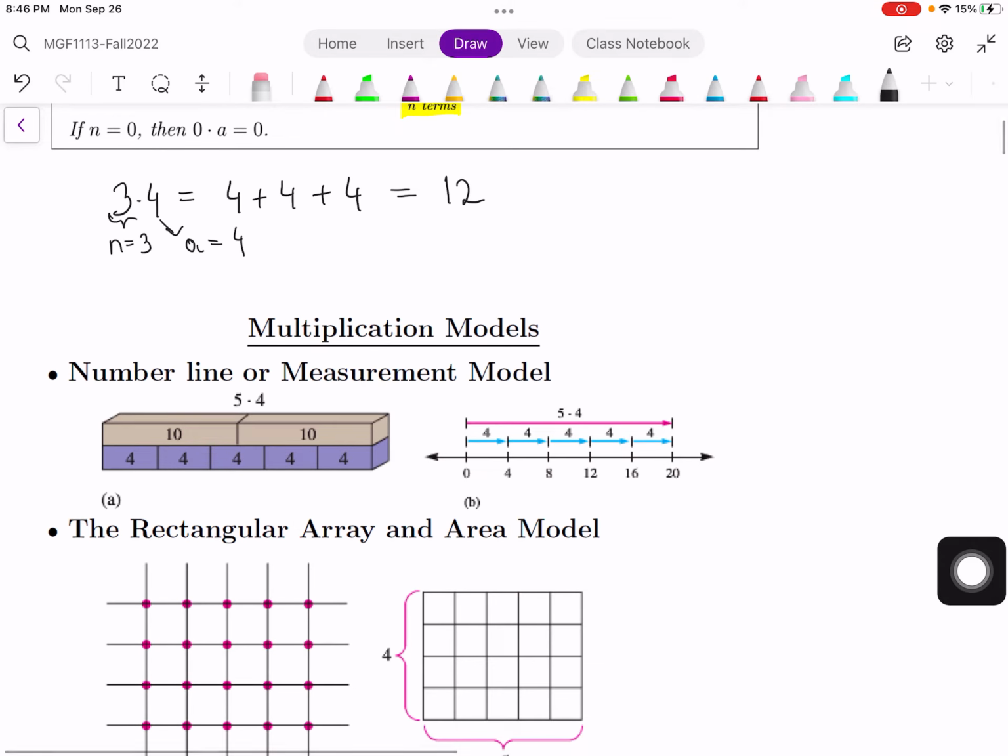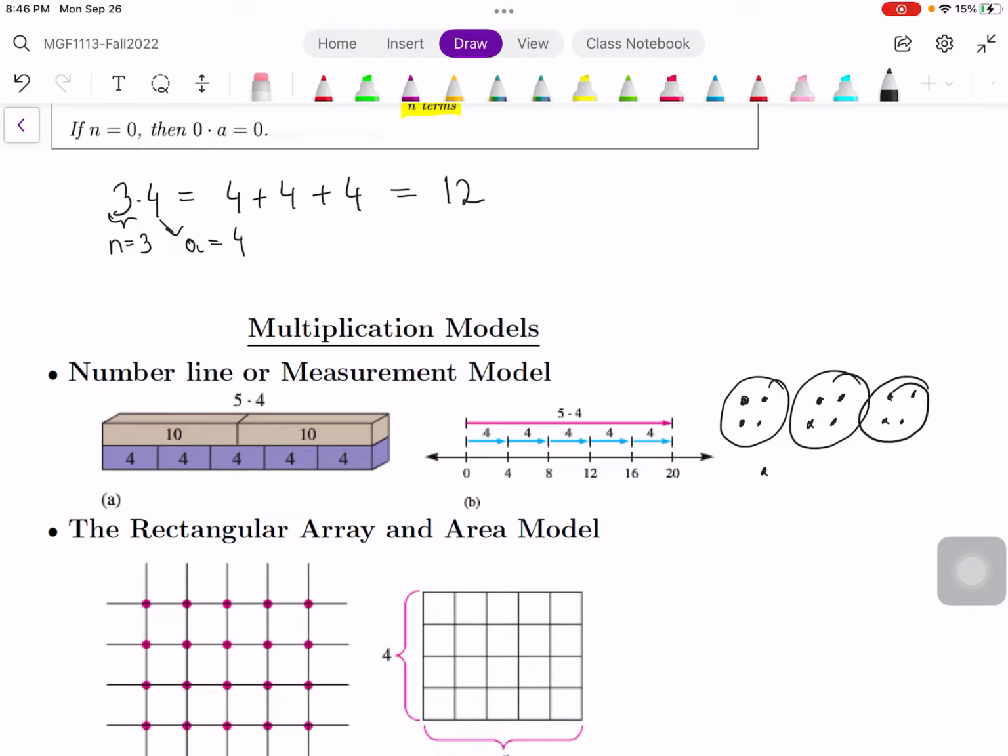And sometimes we can also represent it as 5 sets of 4. So for example, let's say I have 4 dots or some kind of objects, and I want to have 5 sets of those. Combined, I would end up with 5 sets of 4. So combined, I have 20 dots, or 20 apples, whatever you're combining in each set.